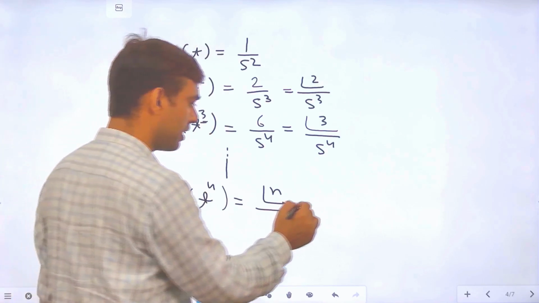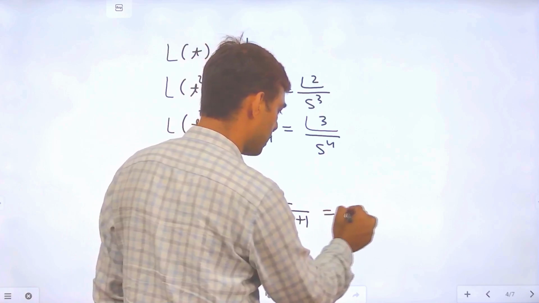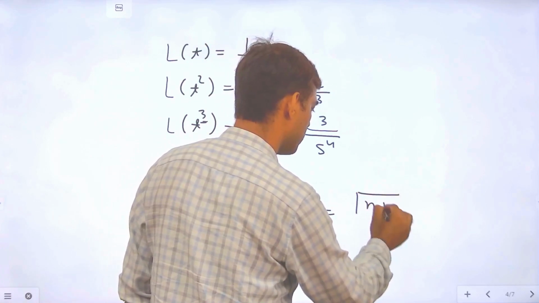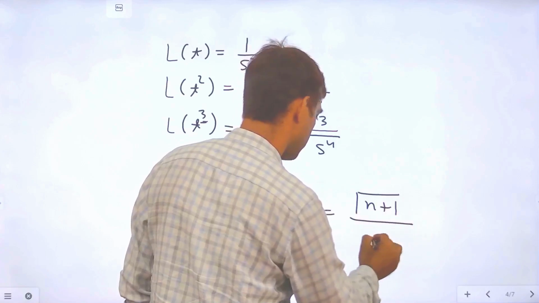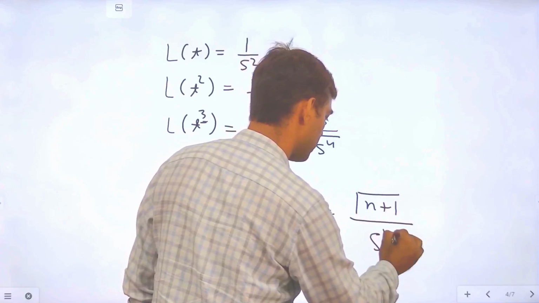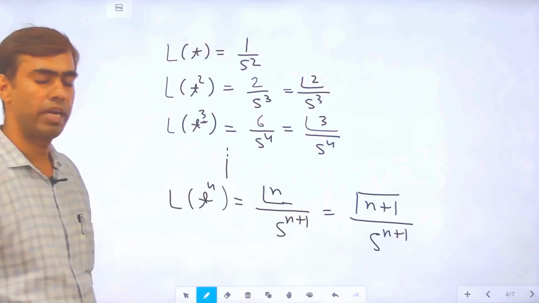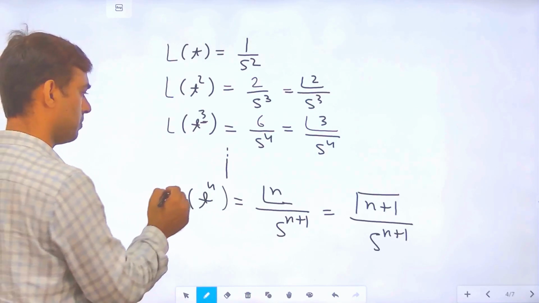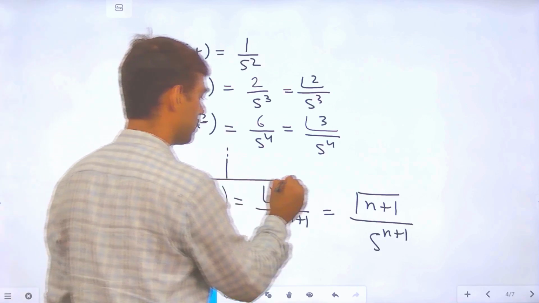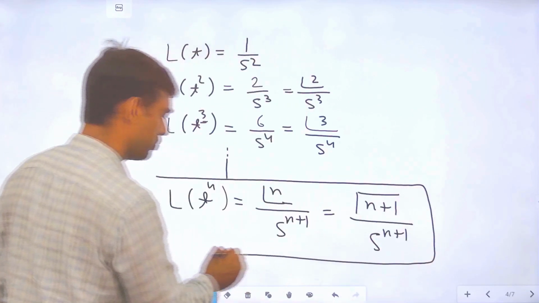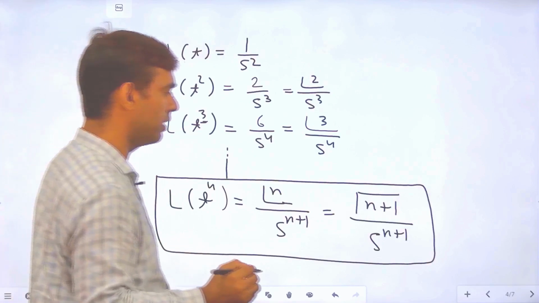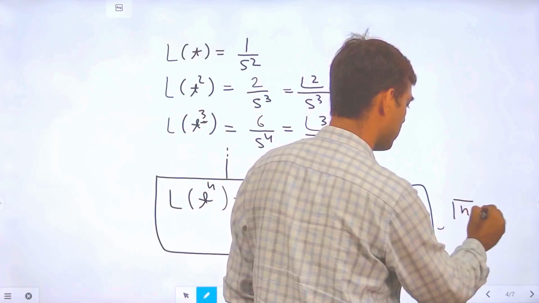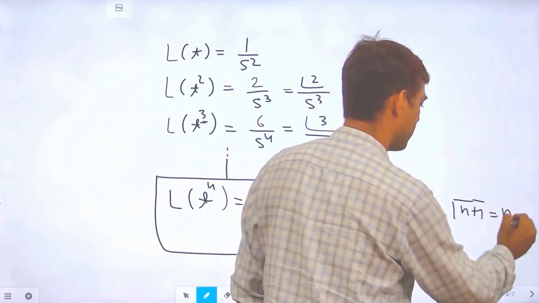And in some books, this can also be written in terms of the gamma function: gamma n plus 1 upon s to the power n plus 1. Because we know that gamma n plus 1 equals n gamma n.